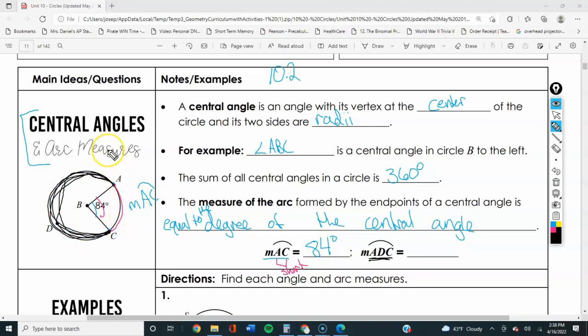Now, how can I find the measure of that bigger arc given only that little arc? Well, remember, a circle's 360. So I'm going to do 360 minus 84. And that's how I get 276. That's the degree of this angle right here. That's also the degree of that arc. I'm going to pause and move forward.